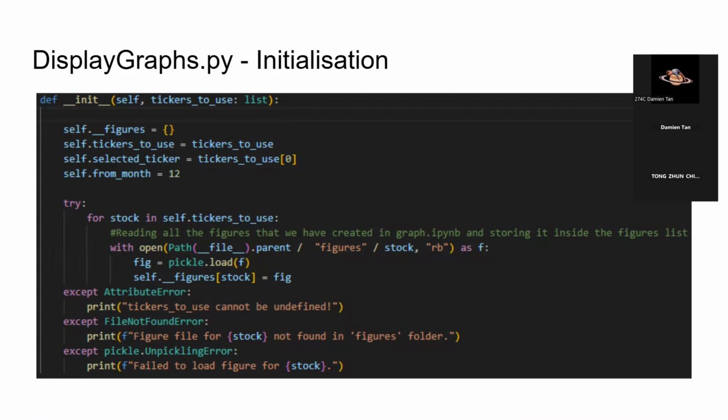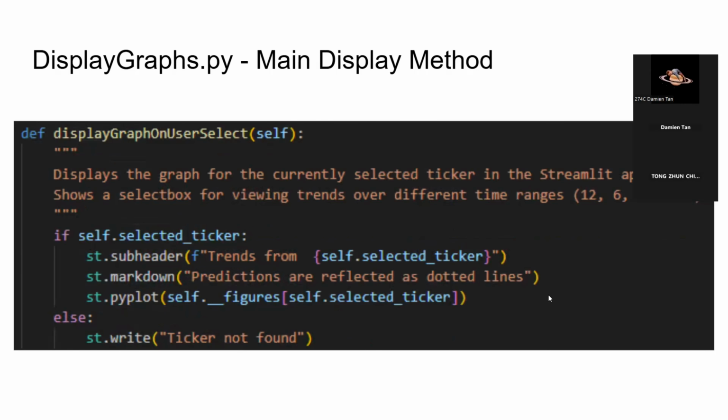From month is to set the default date to 12 months, and lastly, using the Pickle protocol, the corresponding figures will be loaded in and stored in the figures dictionary. Error handling is done in the case of undefined tickers, missing files in the figures folder, and if the Pickle protocol fails to load in the saved figures.